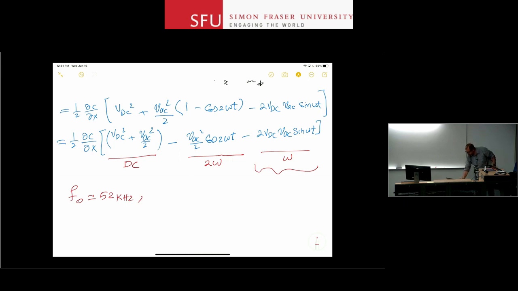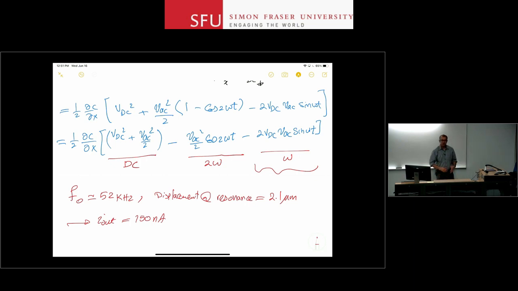The displacement at resonance is 2.1 micrometers, right? So off resonance, you do the calculation. And at the end of the story, the number I have here for I out is 150 nanoamps. So go through this problem, the rest of this problem in your own time, and we can discuss it during the live sessions.